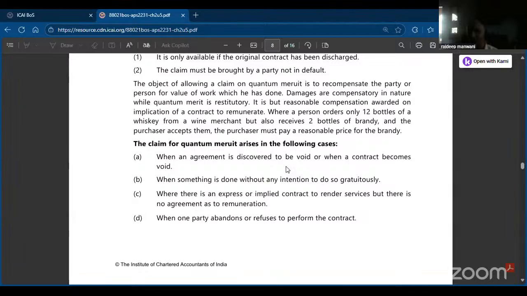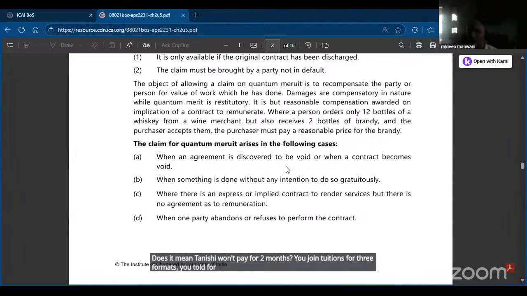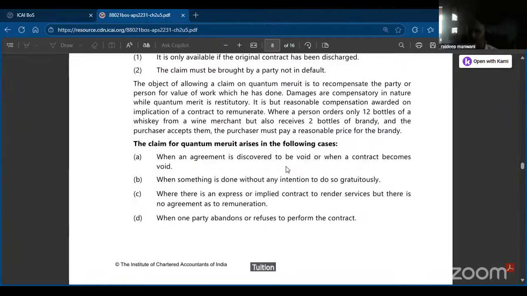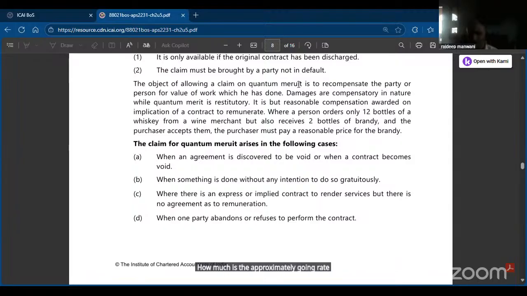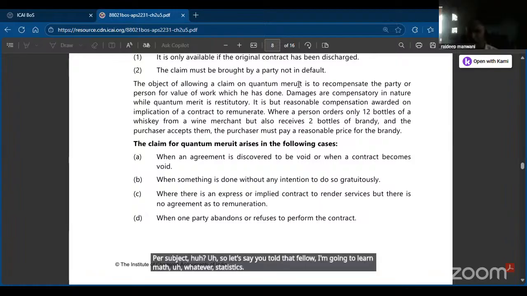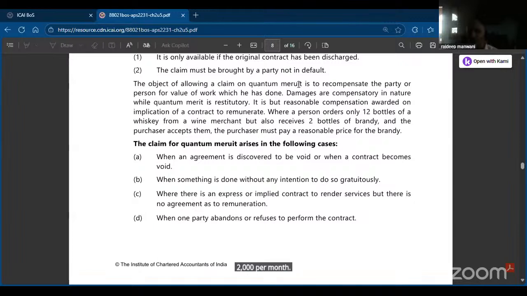You joined tuitions for 3 or 4 months. You said for the full year I'll pay 30,000 as tuition fees. Second PUC or something, you go for tuitions, no? How much do they charge for accounts and maths? What is the approximate going rate per subject? 2,000 per month, in that range. So let's say you told that fellow, I'm going to learn maths, statistics, 2,000 per month. After 2 months, you stopped going.